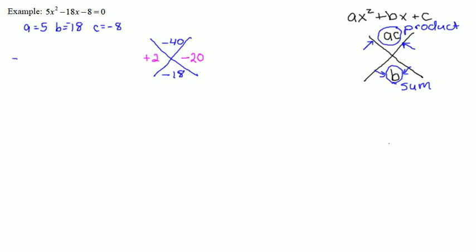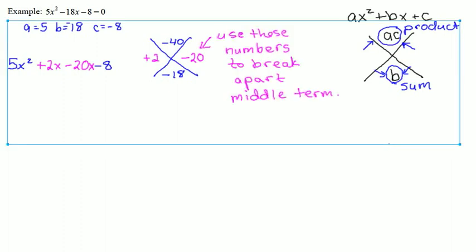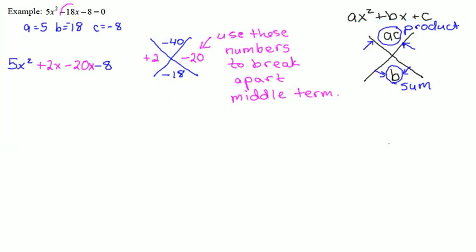And now I'm going to use these numbers to rewrite my polynomial. I'm going to keep the first term the same at 5x squared. I'm also going to keep the last term the same at negative 8. And I'm going to use those two numbers that I just found as coefficients to break apart the middle term. So that if we look at what we have, we can see that the only thing that changed in this polynomial is that my negative 18x is now written as plus 2x minus 20x, which is equivalent. If we were combining like terms, we would combine those to get negative 18x.